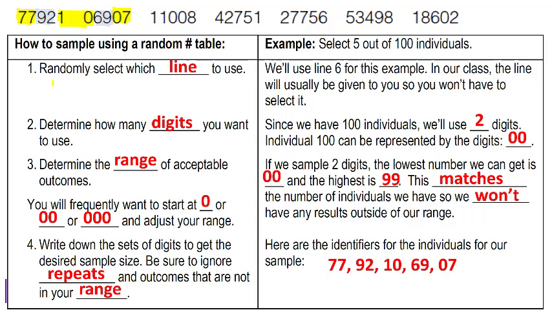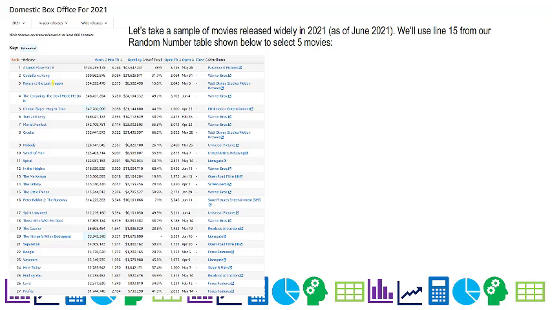All right, so let's go ahead and make it a little more real world. Here is a list of movies that have been released so far as of June 2021 that were released widely. So this is the entire list. And you can see that there are 27 movies on this list, right?